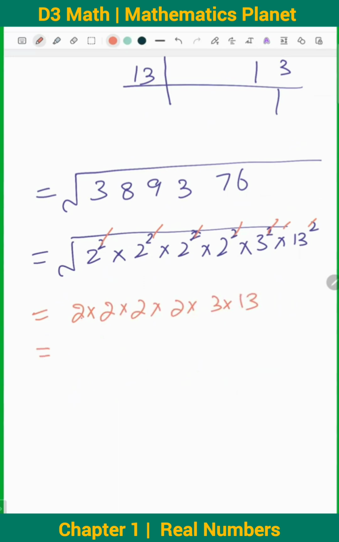तो क्या होगा? 2 टाइम्स 2 इज 4, 4 टाइम्स 2 इज 8, 8 टाइम्स 2 इज 16, multiply by 3 times 3 is 9, 3 times 1 is 3.